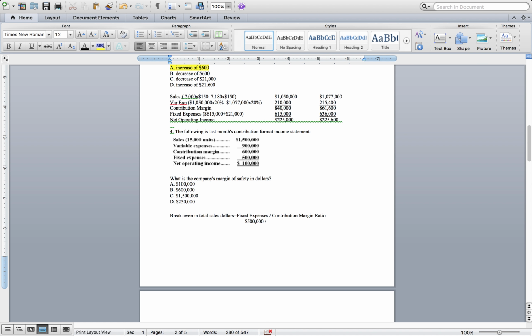Now contribution margin ratio, we're going to calculate that. Shouldn't be too bad. Again, we see our sales, which is 1,500,000, minus the 900,000. That is a contribution margin of 600,000. So take the 600,000 now and divide by that 1,500,000. When we do that, that'll be 40%.